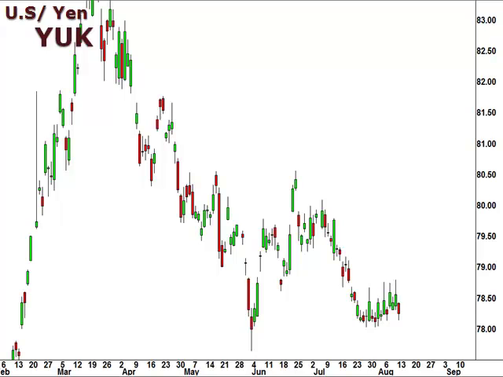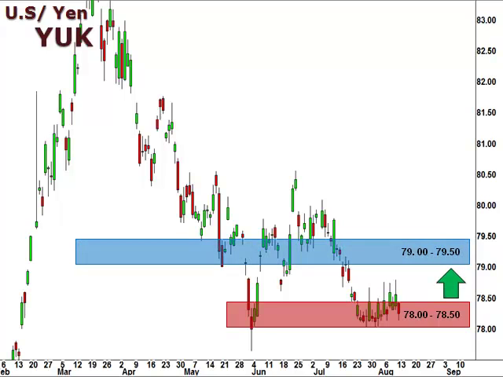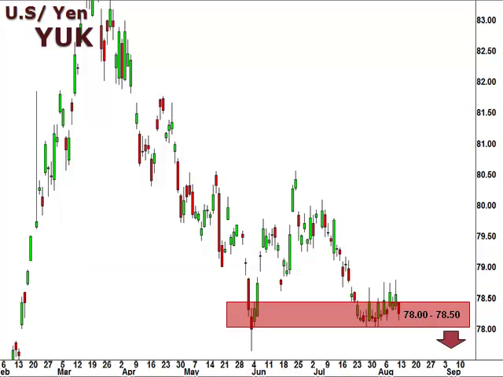Let's take a look at the YUK, the U.S. dollar versus the Japanese yen. Well, the YUK continues to consolidate within the 78.5 support level. A break above 78.5 opens the window for a move to test resistance at 79.5. A break below 78 signals a continuation lower.